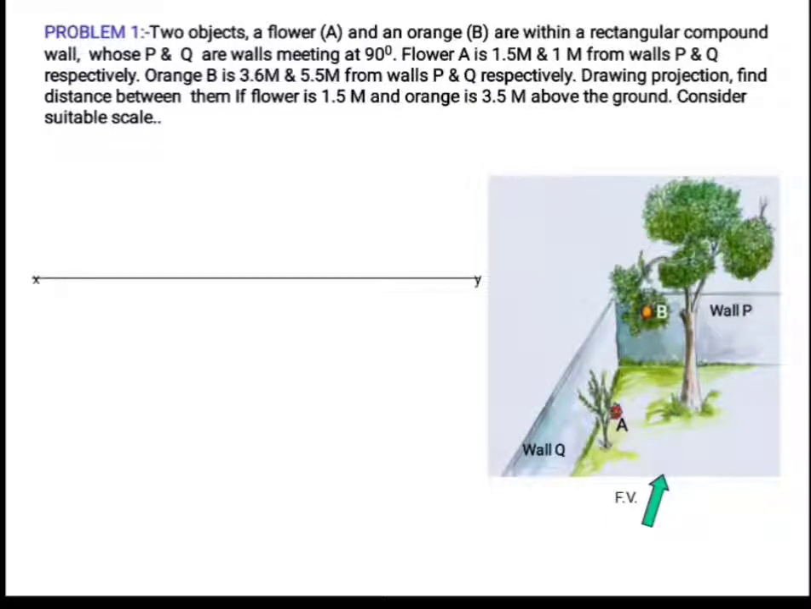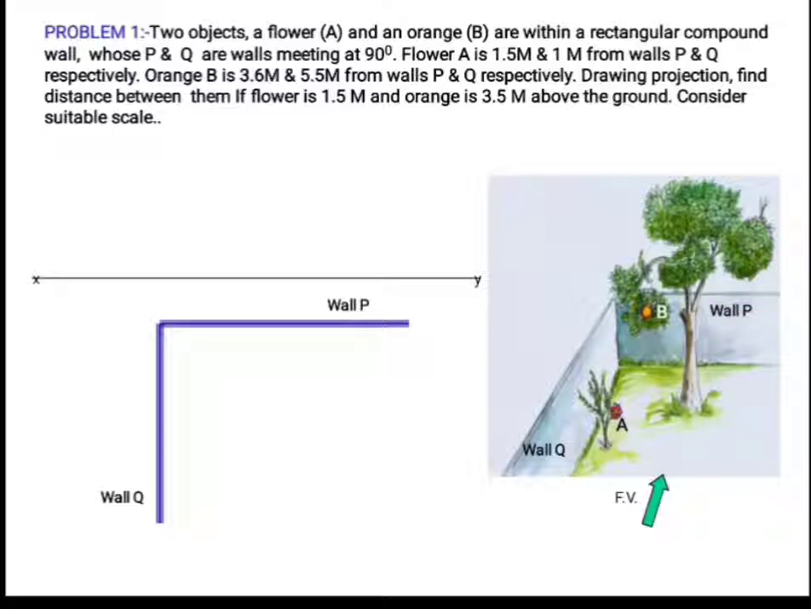Now we can solve this problem starting from the XY line. An observer looking from the top can see the wall P and wall Q as two lines. These lines can be marked at a convenient distance below the XY line because we are now dealing with the plan of the compound wall. Now at any convenient distance we can draw wall P and wall Q, which is 90 degrees with wall P.